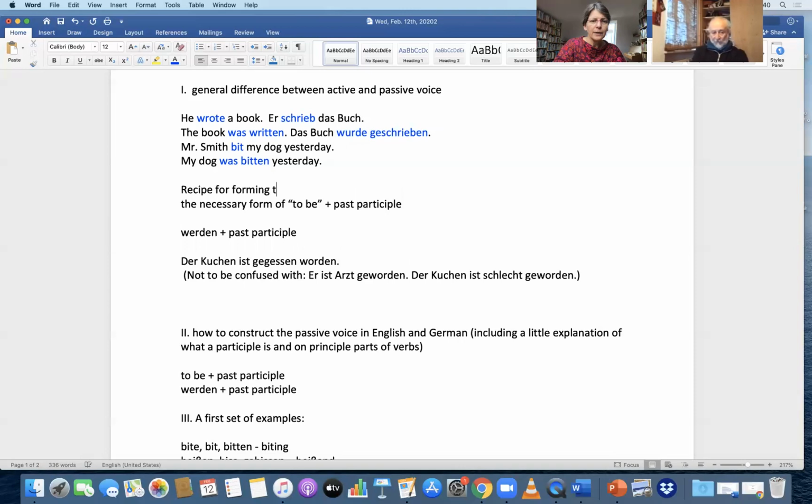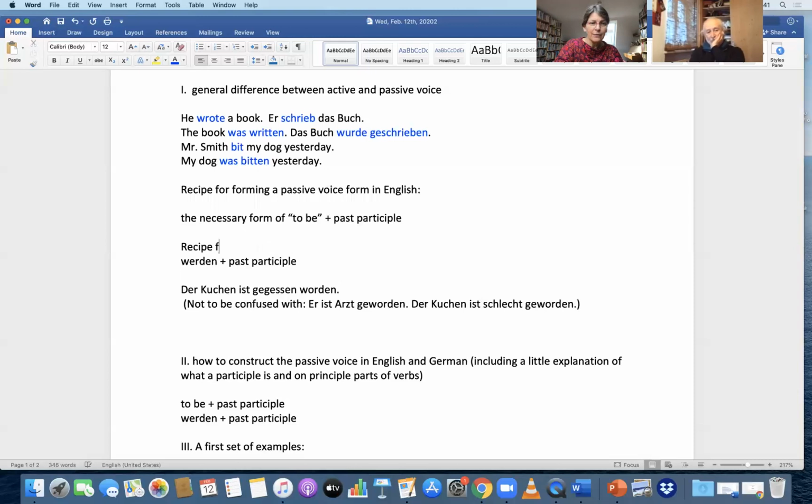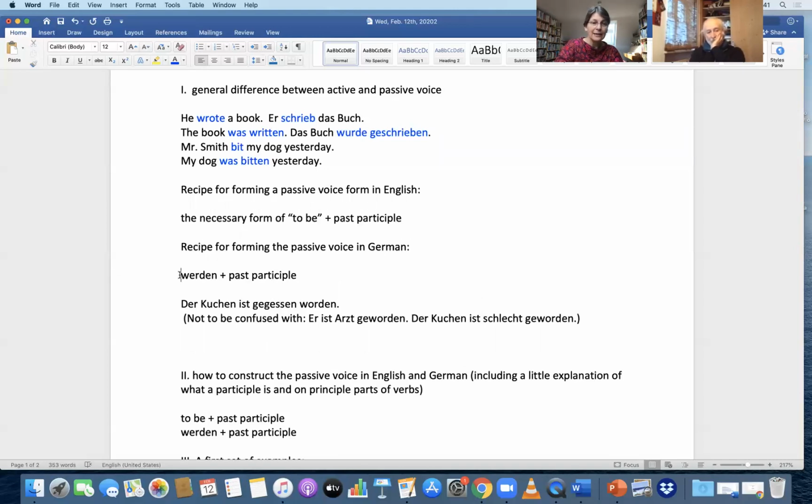Recipe for forming the passive voice in English: take the necessary form of to be and add the past participle. And now we have the recipe for forming the passive voice in German: take the required form of werden and add the past participle.